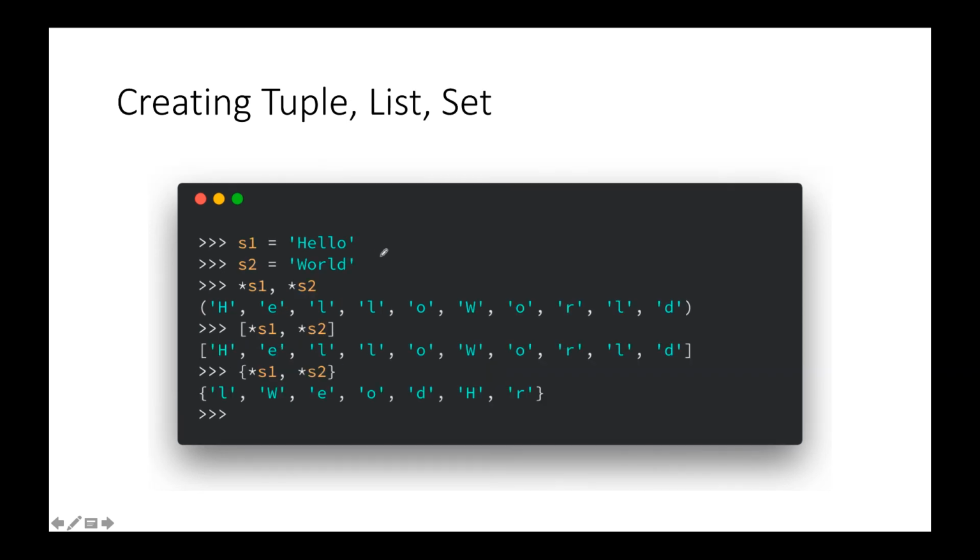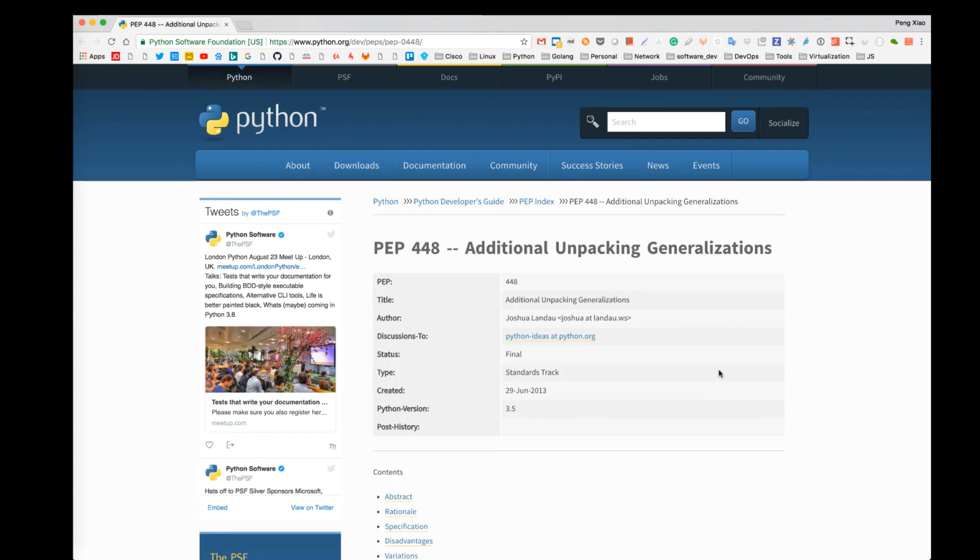And also there are some complex usages of single star. For example, we can use two single star arguments to create a tuple, list, and set. This is very convenient. Okay, that's all.